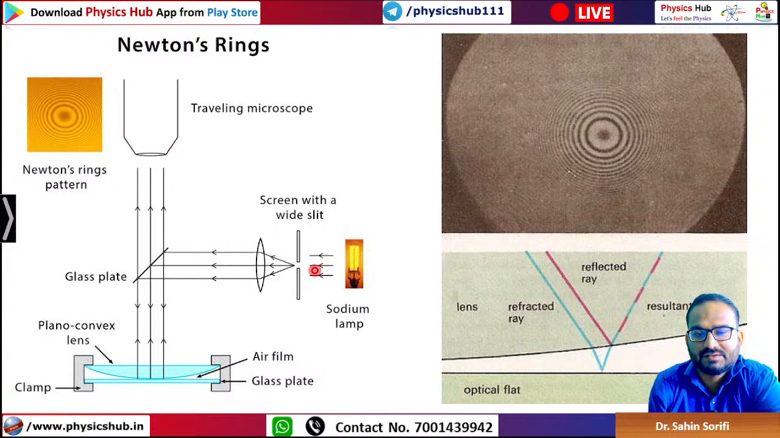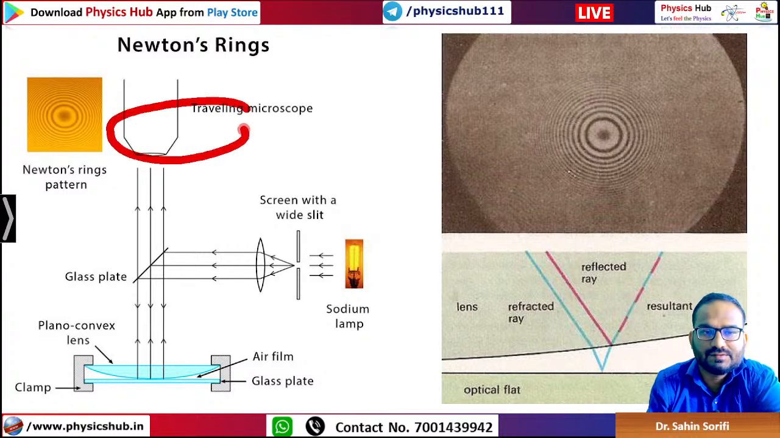Sodium lamp, let's say light is emerging from here, it is focused with the help of a convex lens, and a glass plate is placed here. One portion of this light ray will go like this, another after reflection will go like this, and you will get an interference pattern. This is the traveling microscope, with the help of which you see the pattern.